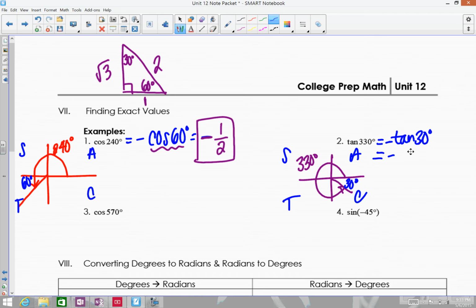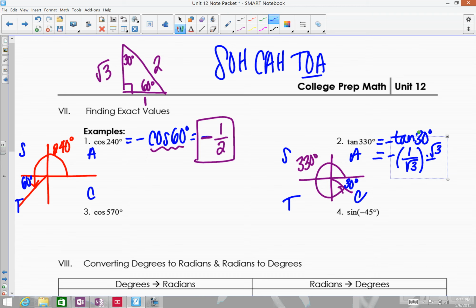And then we're going to find tan of 30. So tan, remember if we're looking at SOHCAHTOA, tan is opposite over adjacent. So if I start at 30, opposite over adjacent is 1 over radical 3. And then we have to rationalize that. So we end up with negative radical 3 over 3.